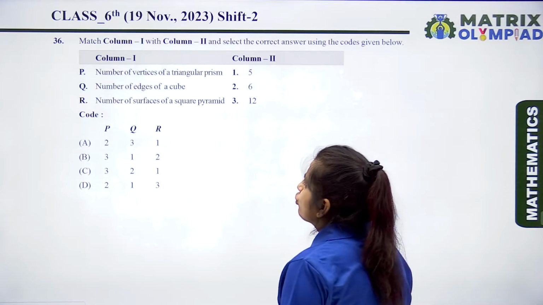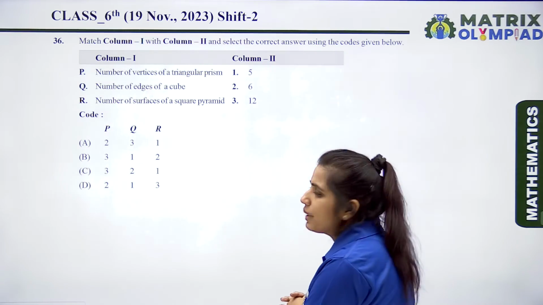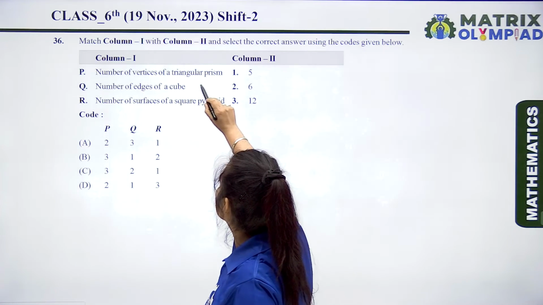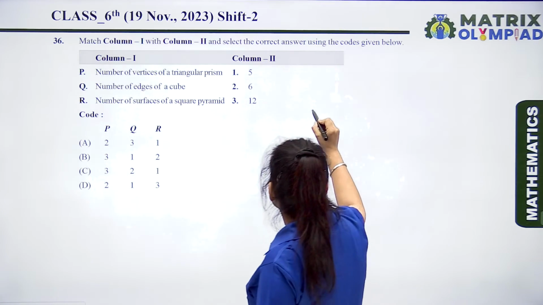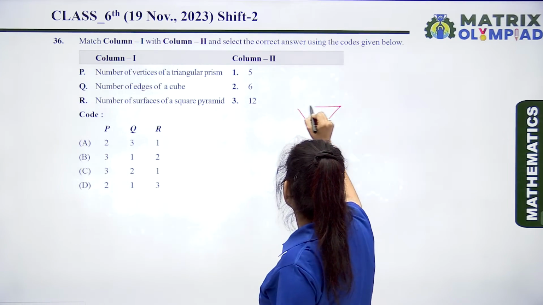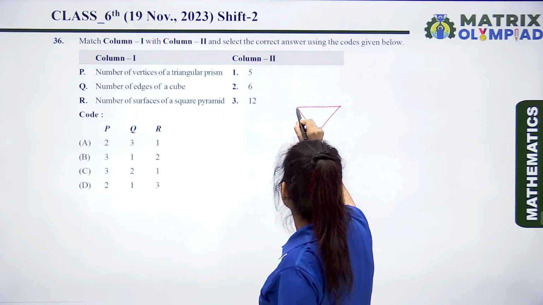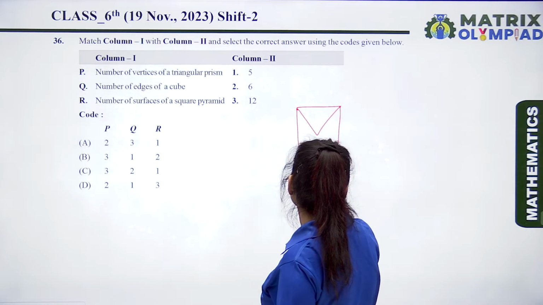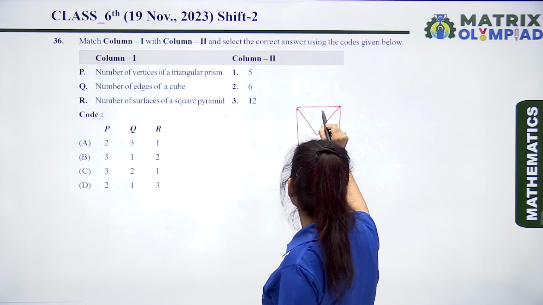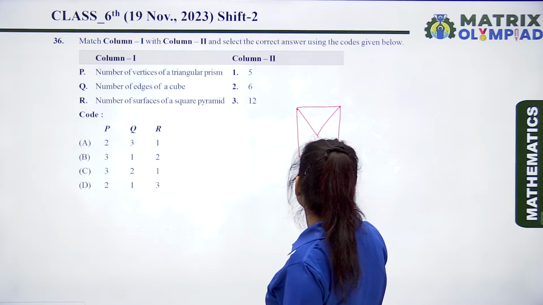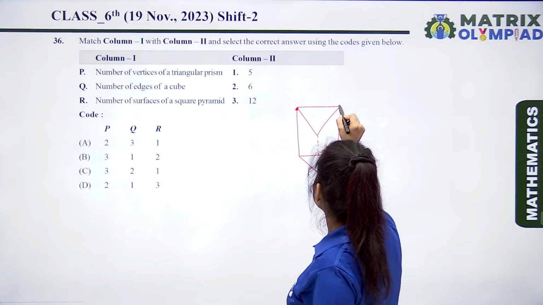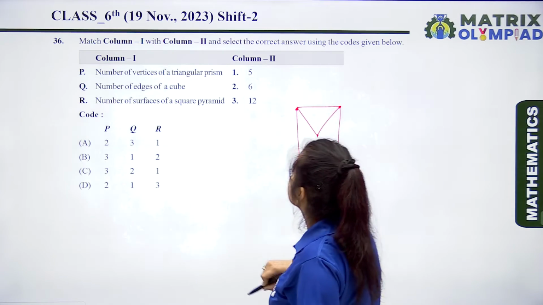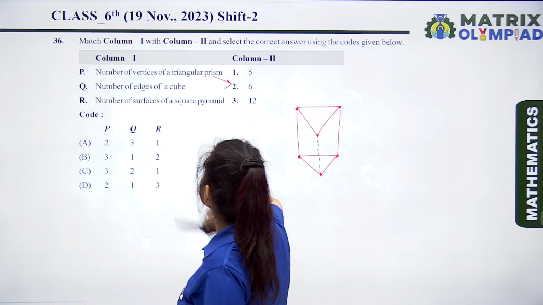Now the next question is question number 36. Here also we have to match the column. Now here the first one is the number of vertices of a triangular prism. A triangular prism looks like this. So the number of vertices are 1, 2, 3, 4, 5 and this is 6. So here the answer is 6.